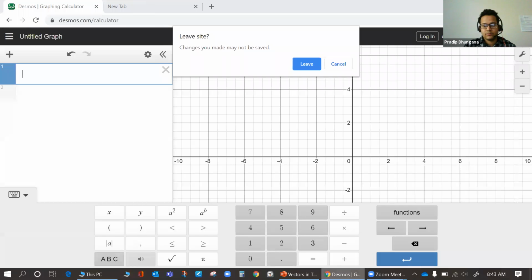What happened? My computer is hanged, I think.